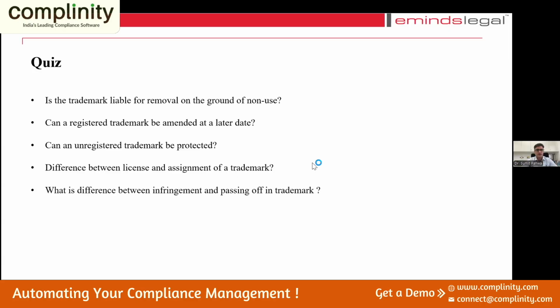Next question. What is the difference between infringement and passing off in a trademark? You can answer that as well. Let us take this as a text quiz only. Anyone would like to put it in the chat box, the difference between infringement and passing off. One line answer only. We are not asking you to write an essay, but any one line differentiating line between what is infringement and what is passing off.